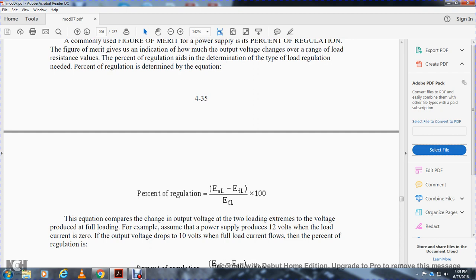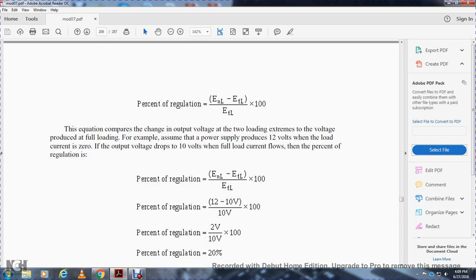Percent regulation is equal to the voltage at no load minus the voltage at full load, over the voltage at full load, times 100. The equation compares the change in the output voltage between the two load extremes to the voltage at full load.